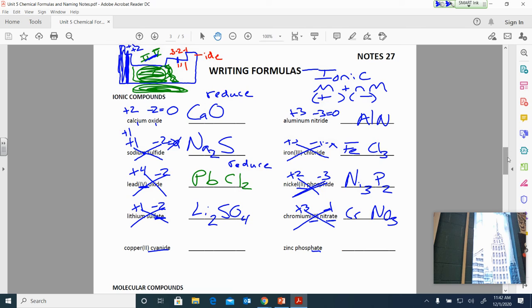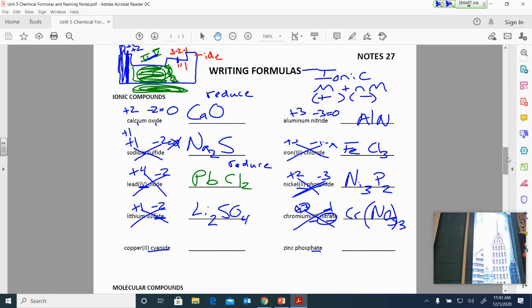Now you haven't seen this one before, so I want you to take a look at how weird this looks. When I put a 3 like that, that kind of looks like I'm saying I need 33 oxygens. I don't want 33 oxygens. I want 3 nitrates. So what I do to show that is I put nitrate in parentheses. And now that 3 is covering everything inside the parentheses. I need 1 chromium and I need 3 groups of nitrates in that compound.